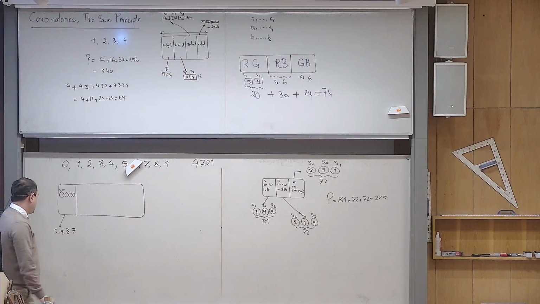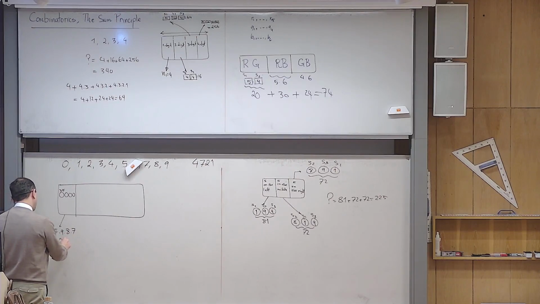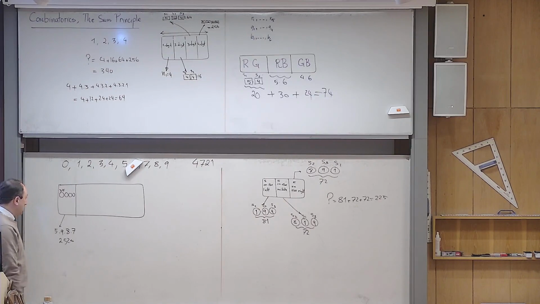So what is this number? 5 times 9 is 45, times 8 is 360, times 7 is 2,520. Is that right? Okay. So that is the answer for this part.